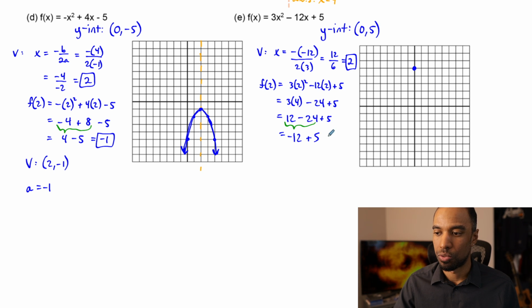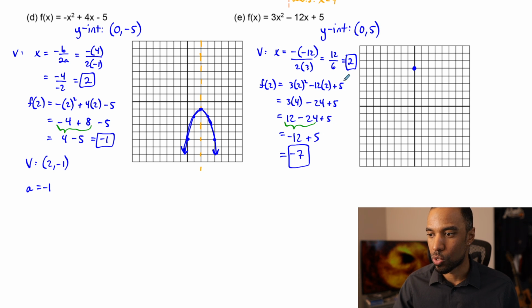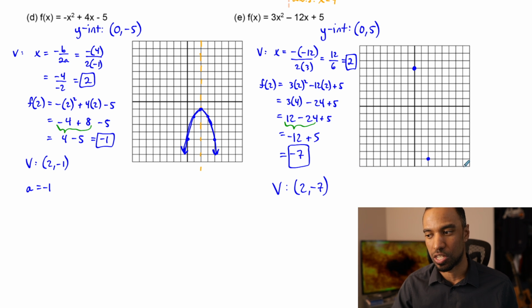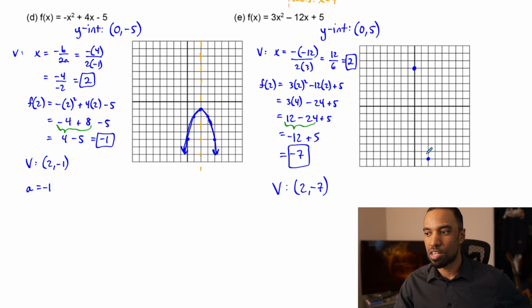-12 plus 5, though, that is -7. That's the y value of the vertex. So our vertex is at 2, -7. Our vertex, once again, is at 2, -7. So we are over 2 and down. What did I say? This was an 8 by 8 by 8. It's really a 16 by 16, but I mean like 8 that way, 8 that way. So it's at 2, -7, way down there.